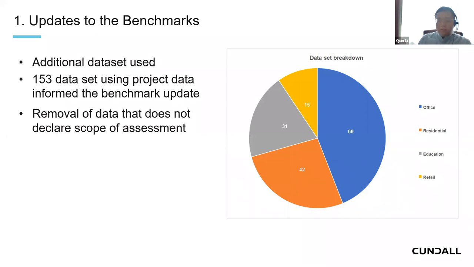When we received the data sets from the people who kindly submitted data, we had to remove certain of them because the scope of assessment wasn't clear, or it was impossible to identify what is included and what is not. So, to avoid gaps in the scope of assessment, we had to remove the data with uncertainty.